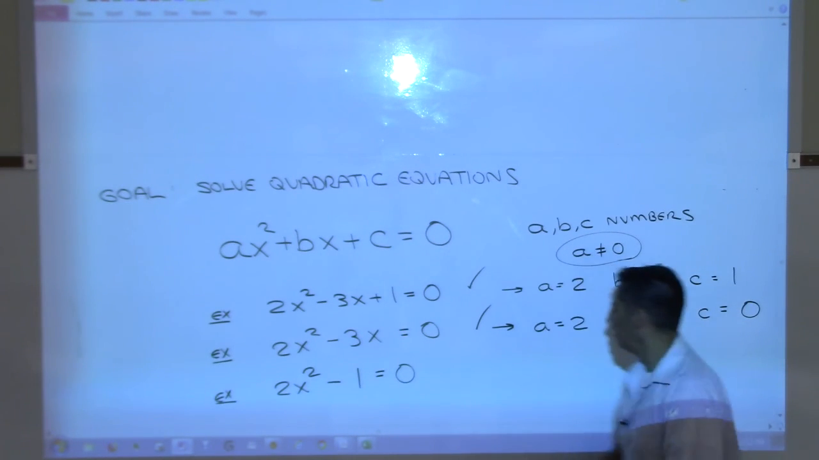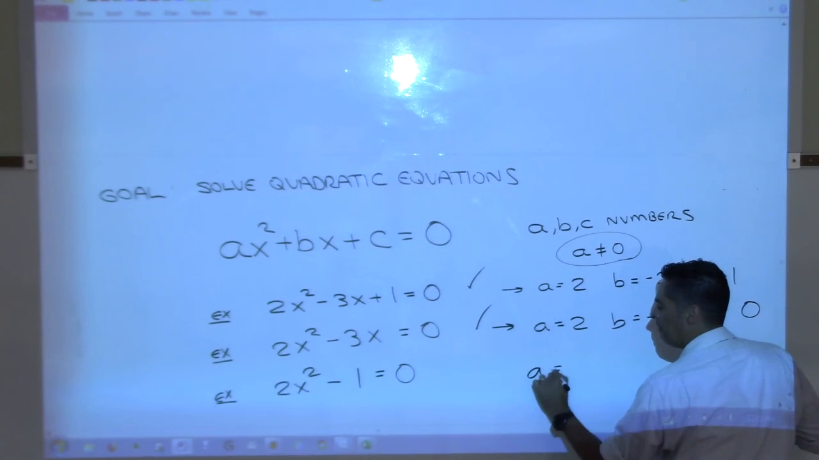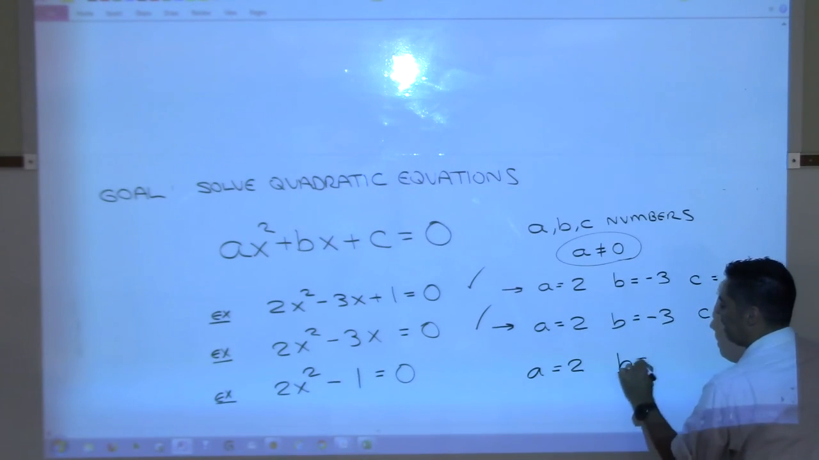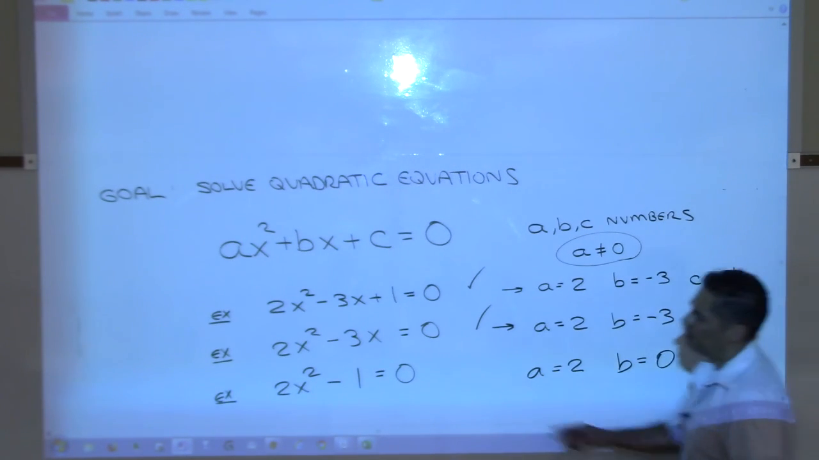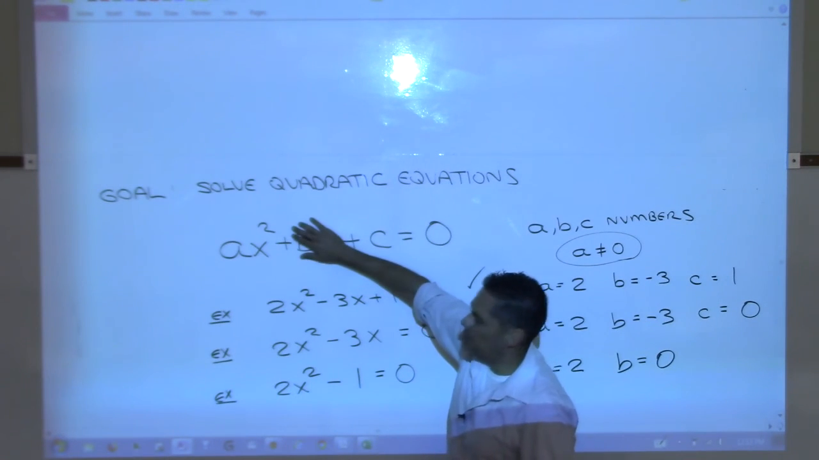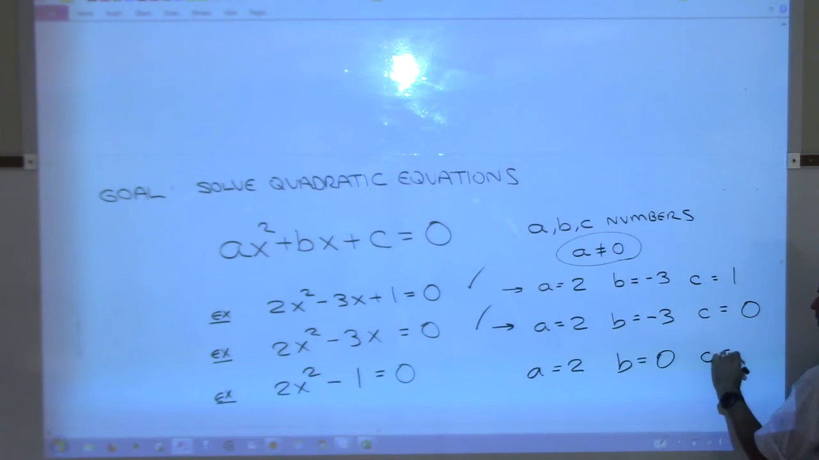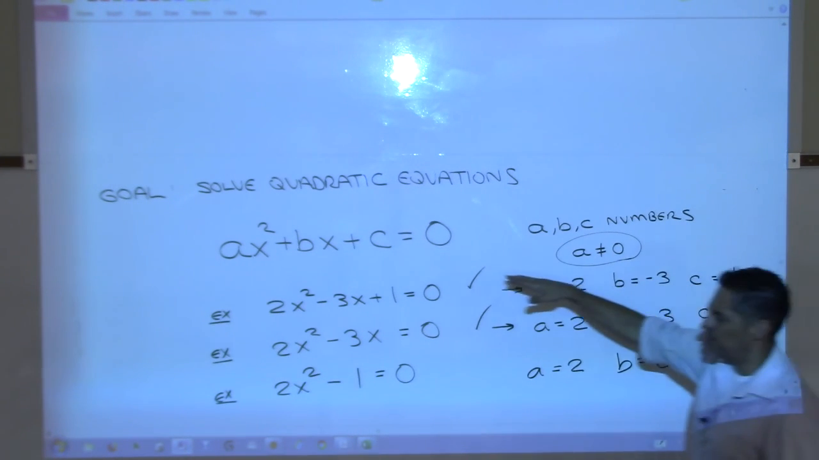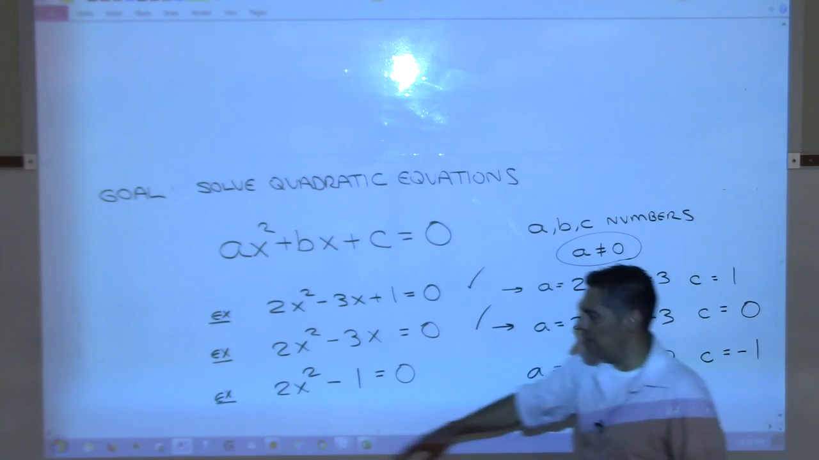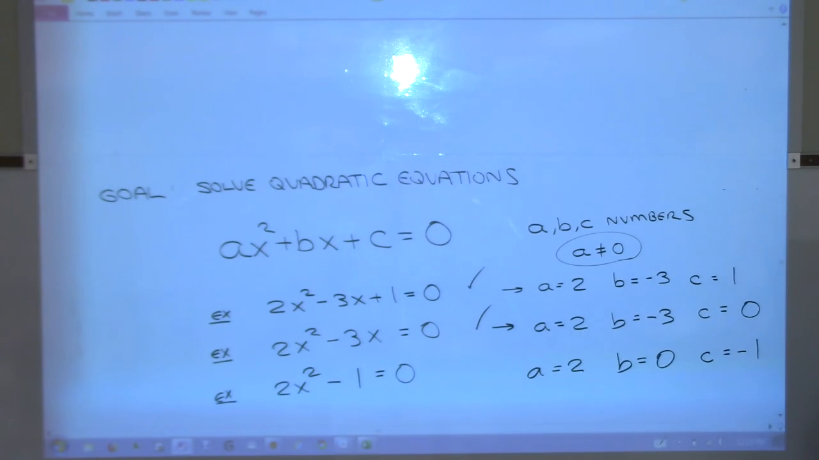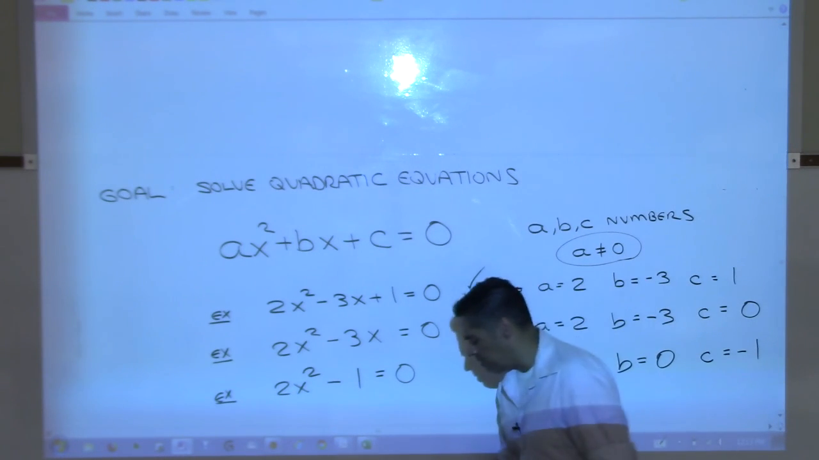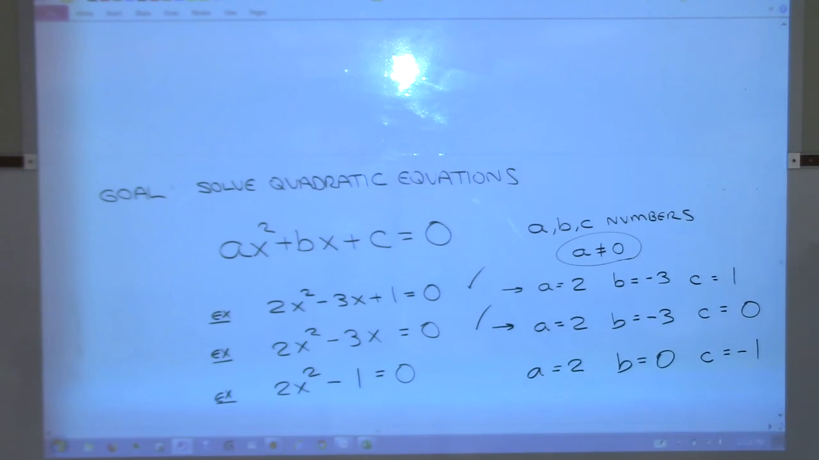It's not there. Okay, for the next one, what's A? 2. What's B? 0. See, if there were a 0 here, it would kill this off, wouldn't it? And then what's C? Negative 1, right? These are all quadratic equations. All of these are quadratic equations. And I could list more, but our goal for the rest of the class will be to solve those. So let's take a break, and we'll come back and decide how we're going to solve these quadratic equations.